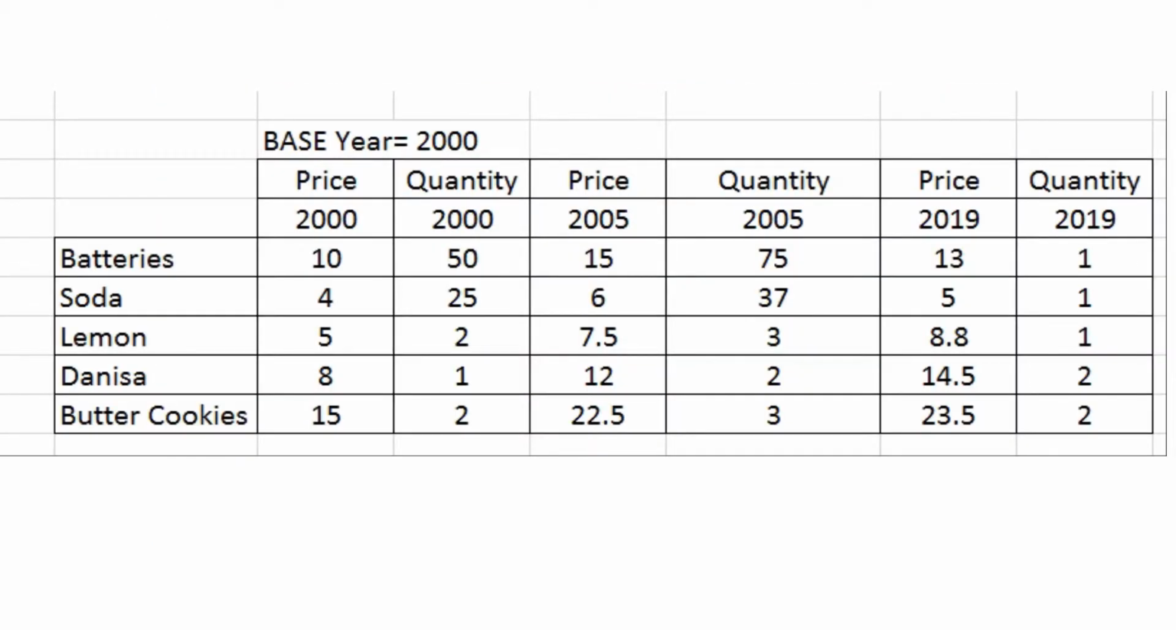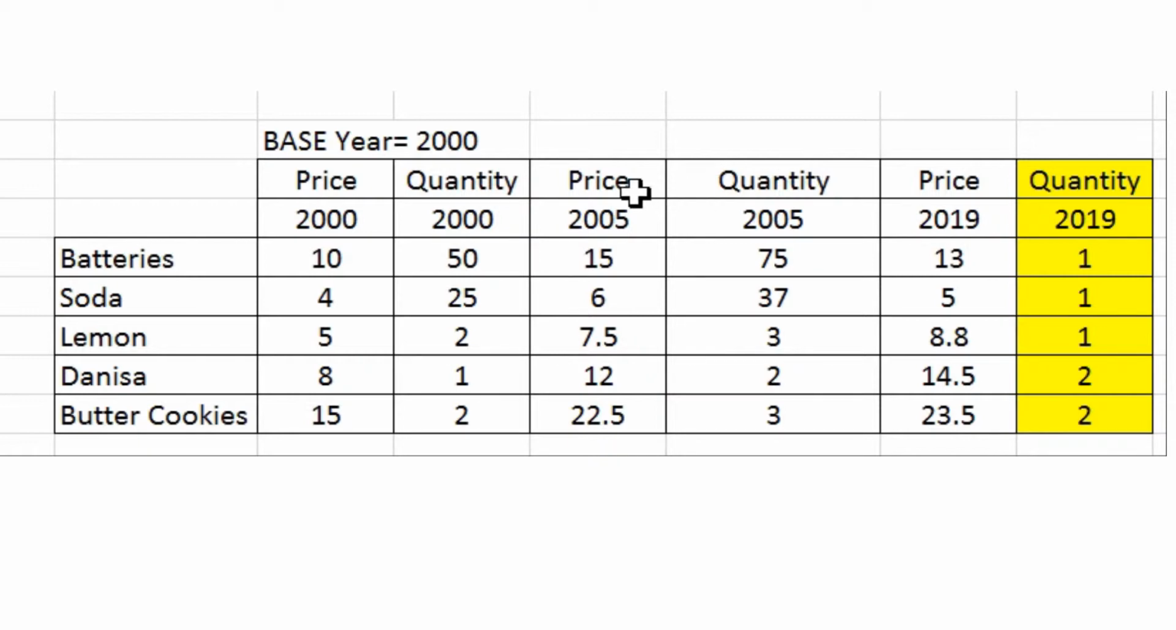Now this is a table that calculates the price and quantity of each of the goods that I just purchased: batteries, sodas, lemons, Denisa, butter, cookies. These are the quantities that I purchased in 2019, and these are the prices. And these are the prices and quantities from previous years. For this question, we're going to look at the base year, and we're going to focus on these quantities here. We're not going to use the other quantities. These are distractors. We're not calculating this.